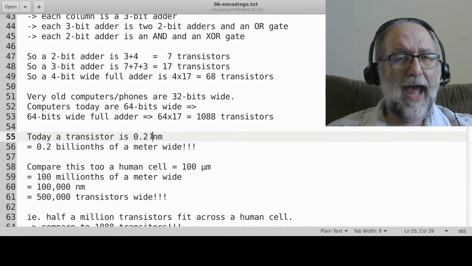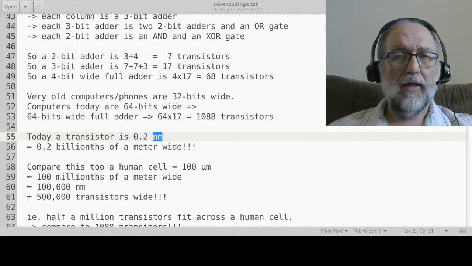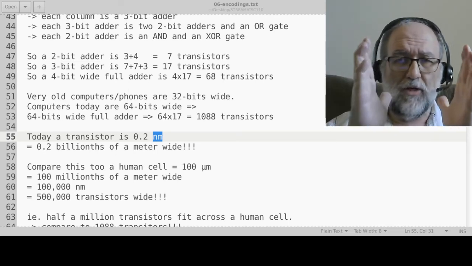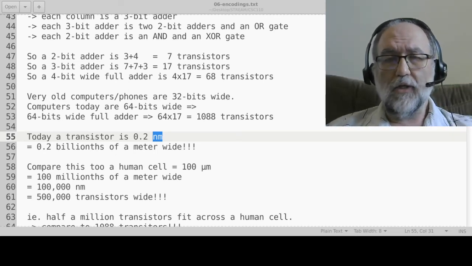Now, what does nanometer even mean? Like I said, you should know what it is. Well, you should know what a meter is. It's about 3 feet wide. It's hard for me to show you on the screen.